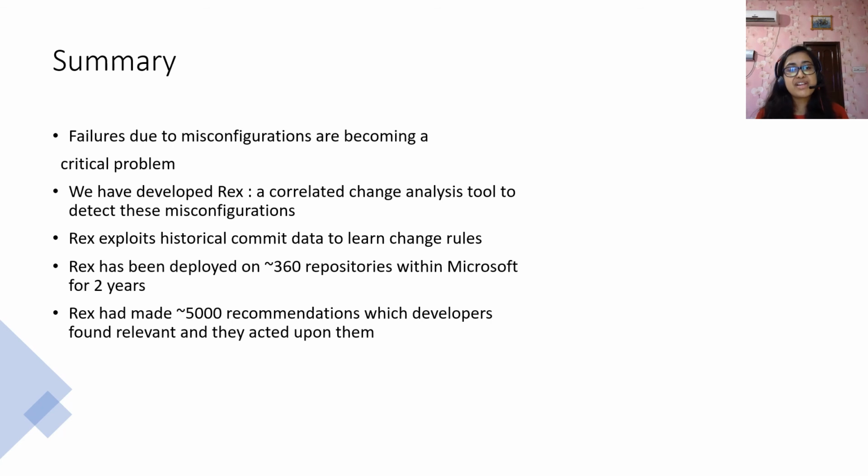So I would like to summarize today's talk. As I said, failures due to misconfigurations have become a critical problem, and we have developed Rex, a correlated change analysis tool to detect these misconfigurations. Rex exploits historical commit data to learn change rules, and it has been deployed in 360 repositories within Microsoft for about 2 years. To date, it has made about 5,000 recommendations which developers have found relevant and acted upon.